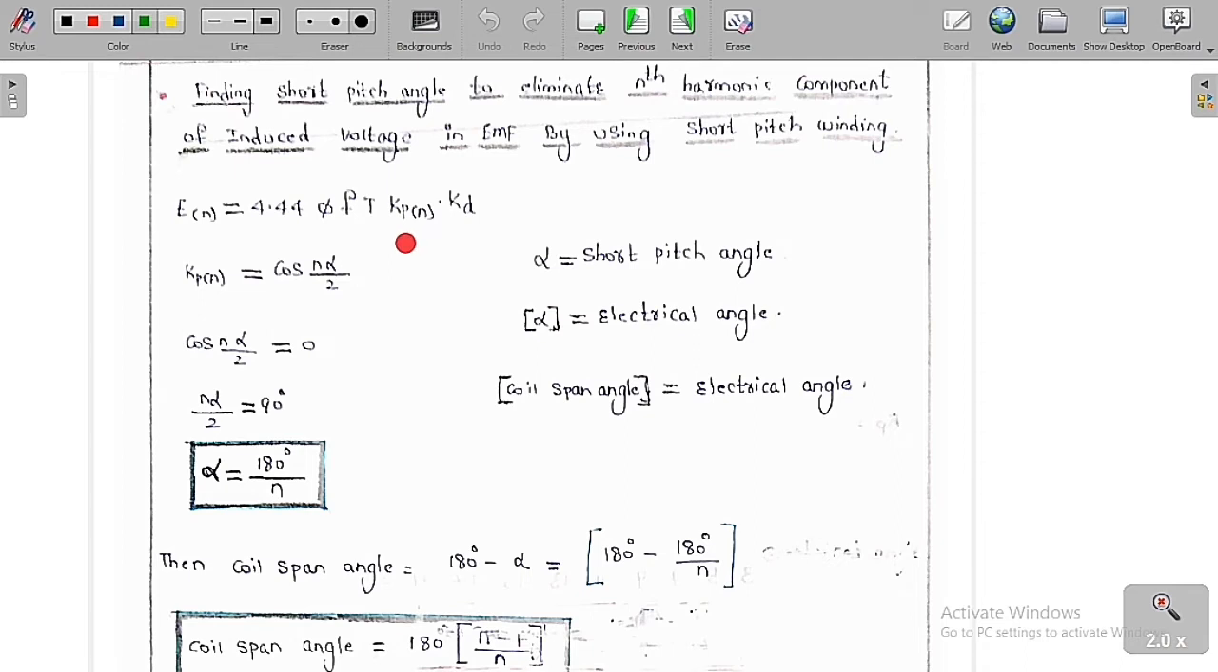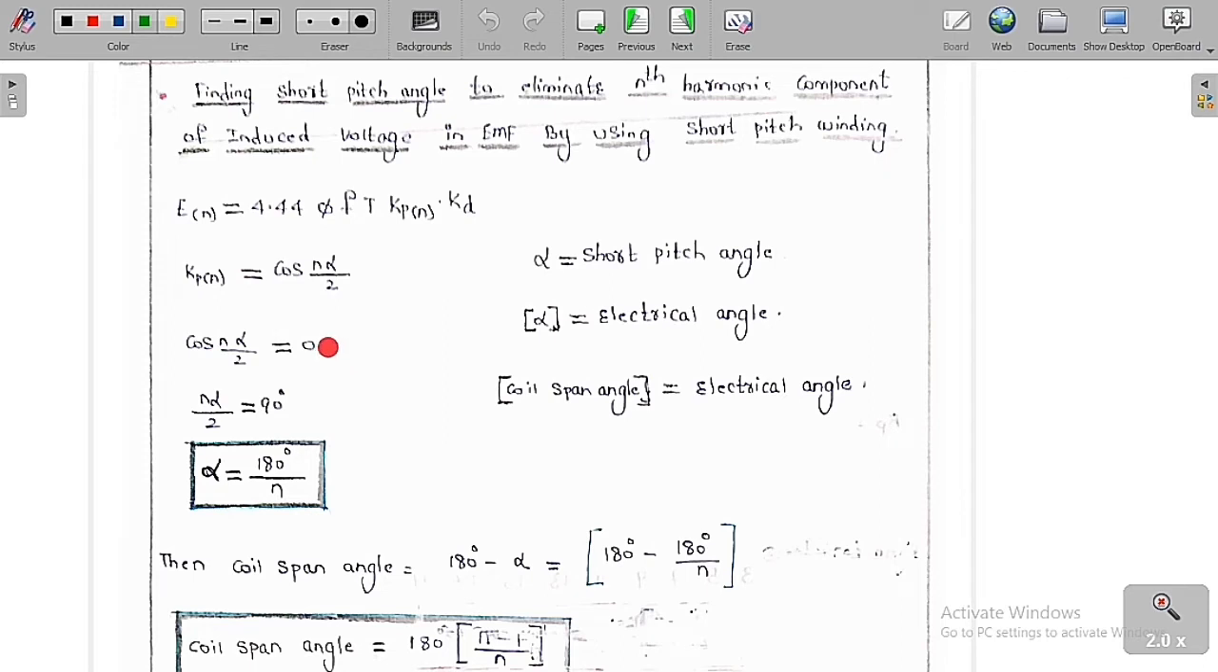So the pitch factor due to the nth harmonic into kd. I've already told you the pitch factor due to the nth harmonic is equal to cos of n alpha by 2. Now I need to make this voltage 0. Whenever you make this voltage 0, this value is also equal to 0. So cos of n alpha by 2 is equal to 0.